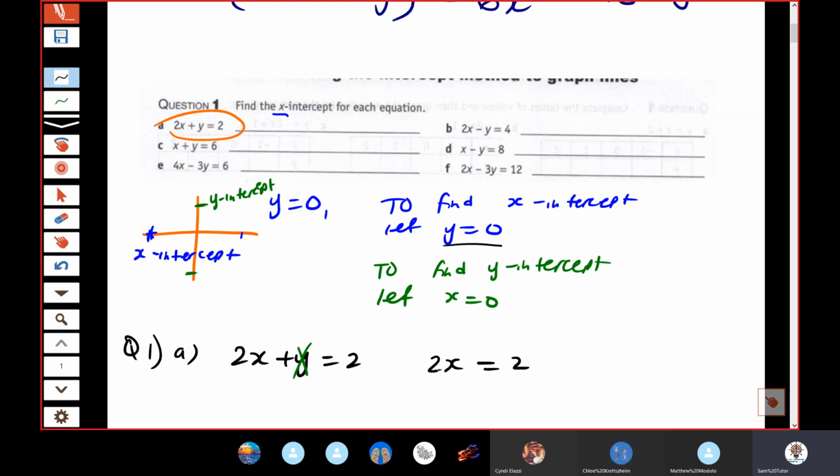Divide by 2, right? This is multiplied, so you're going to divide by 2. What you do to one side, you do to the other. X equals 1. I'll pause there. Any questions?